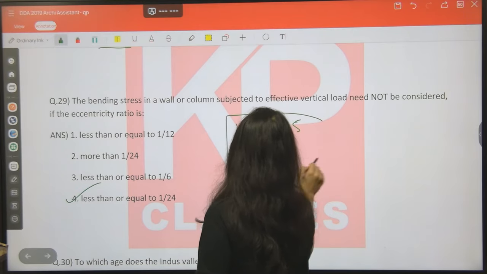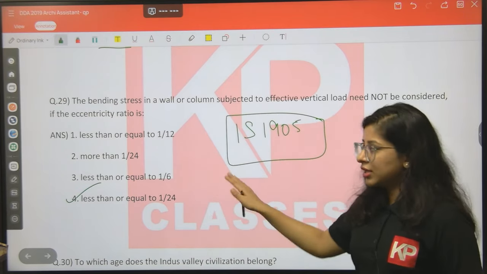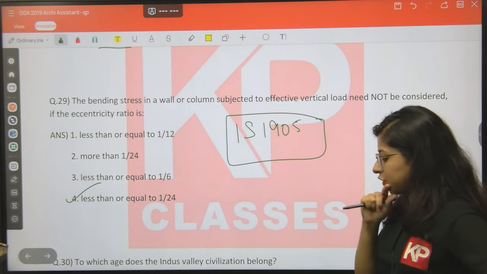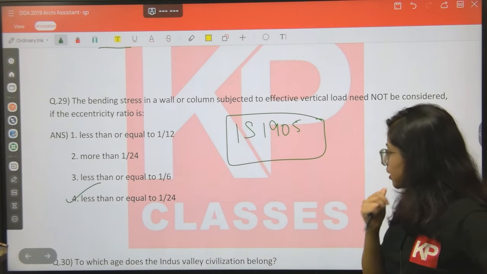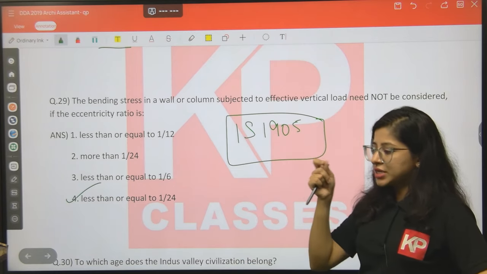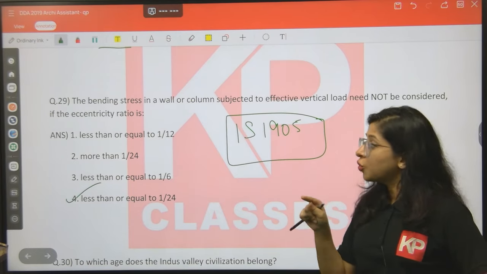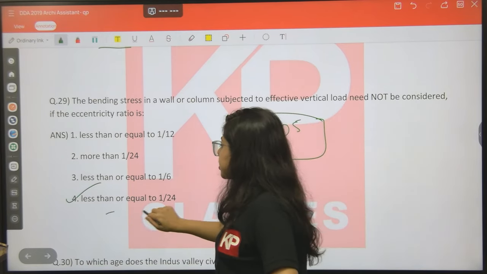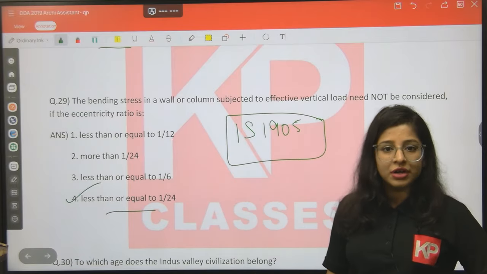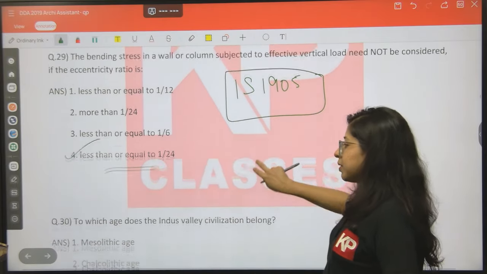IS 1905. In this particular standard, IS Indian Standard 1905, you can look into page number, it was something like 16 or 17 page, there is a table about eccentricity, and below that table there is a note which is given. In that note, this particular thing is written. You can keep these things in mind. See, these are standard related questions. You have to keep these things in mind, okay?